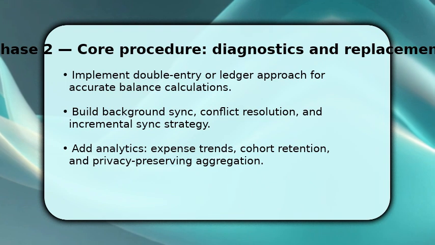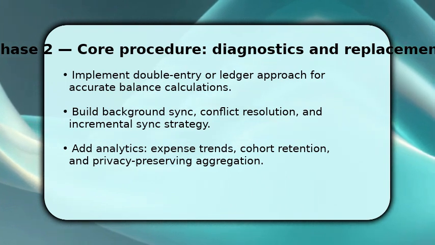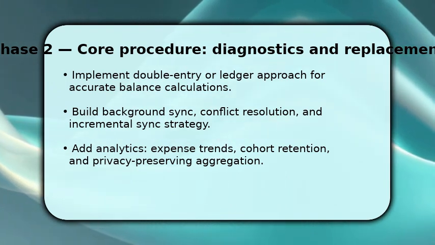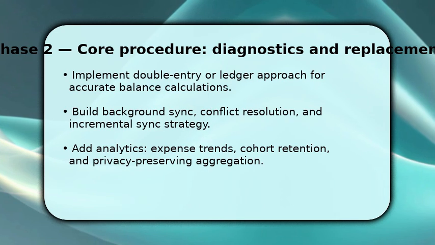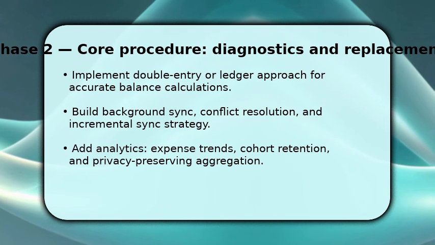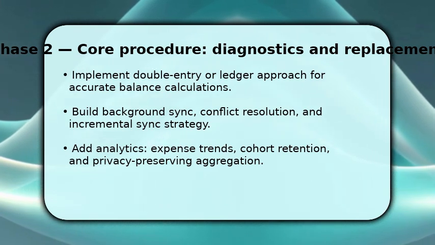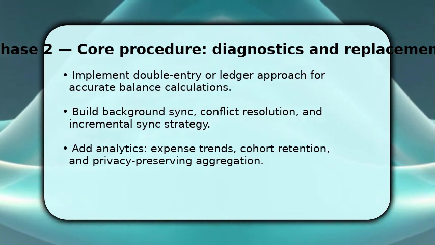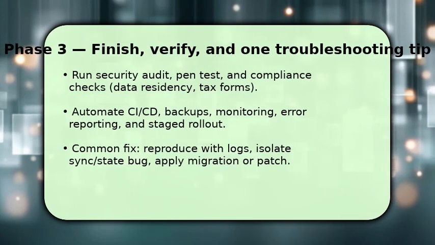Then layer analytics, expense trends, category breakdowns, and cohort retention so users see patterns. Make sure to anonymize and aggregate for privacy. Continuously test edge cases and load, and iterate based on real user feedback. You finish by hardening and deploying the product.